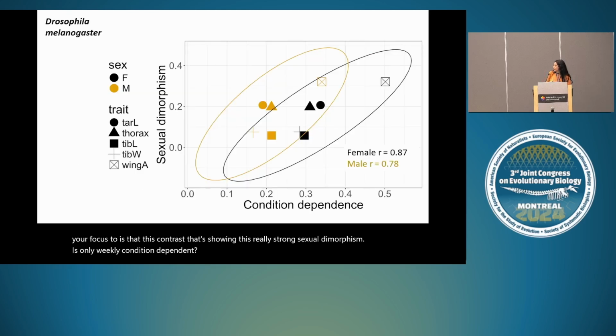And so these phylogenetic independent contrasts that I've showed you, we're only looking at tibia length. So to see if we're still seeing the same pattern across our traits, I've plotted the correlation in sexual dimorphism and condition dependence across the 5 traits that I mentioned earlier. And displayed here is an example in Drosophila melanogaster. And so as you can see, we're seeing this strong positive correlation across both the sexes, where our most sexually dimorphic trait, which will be on your right, wing area, is also very strongly condition dependent.